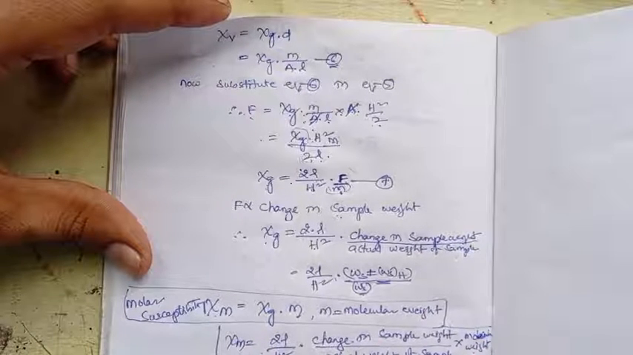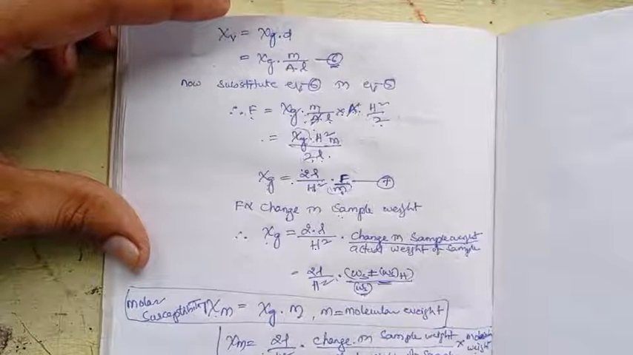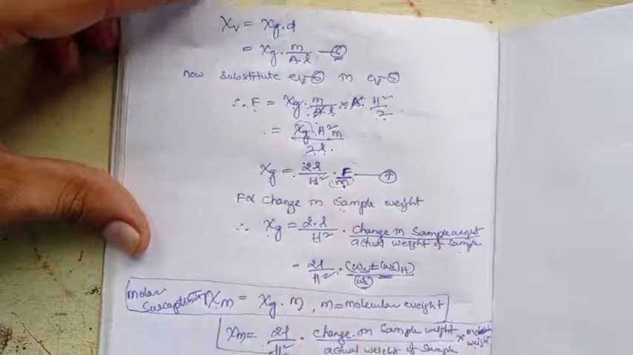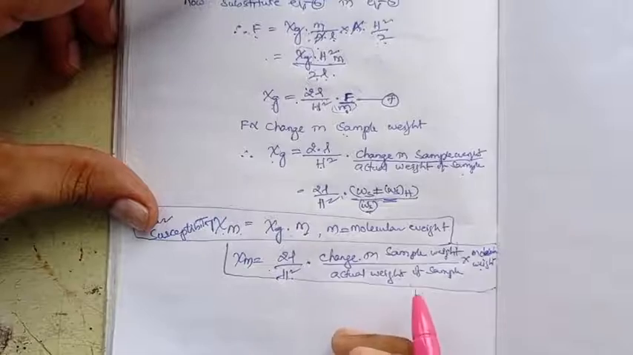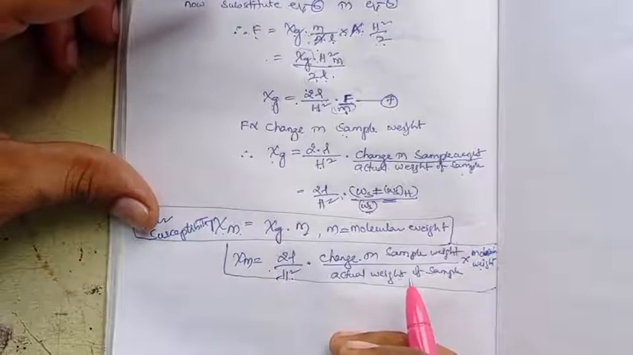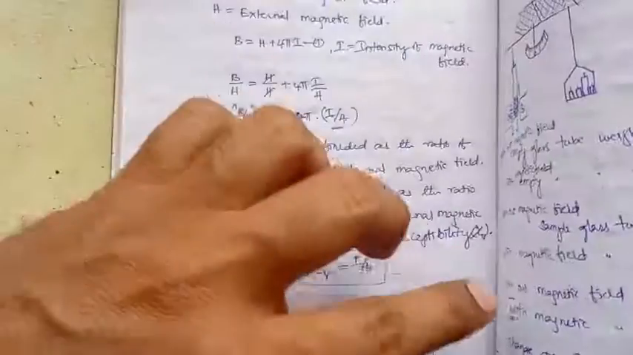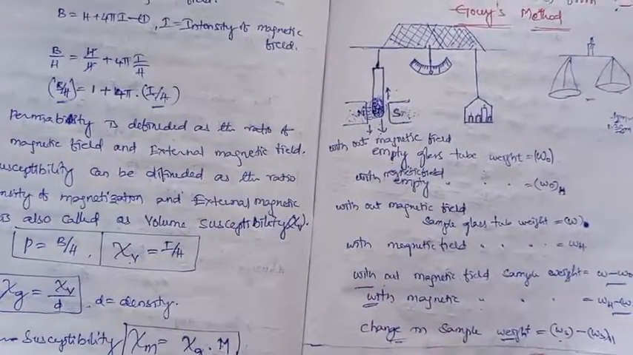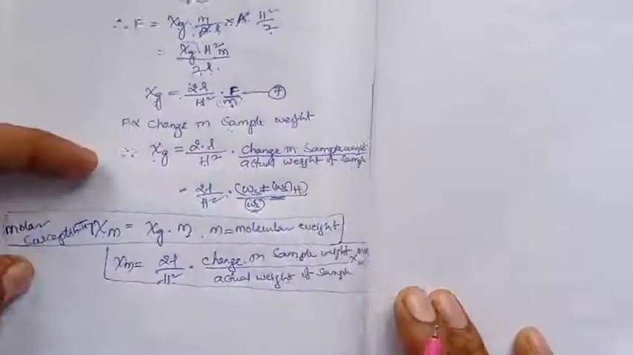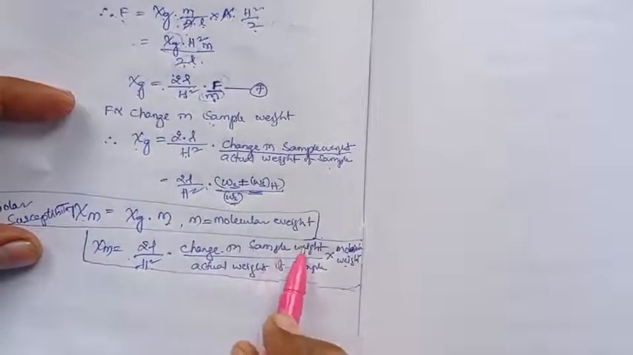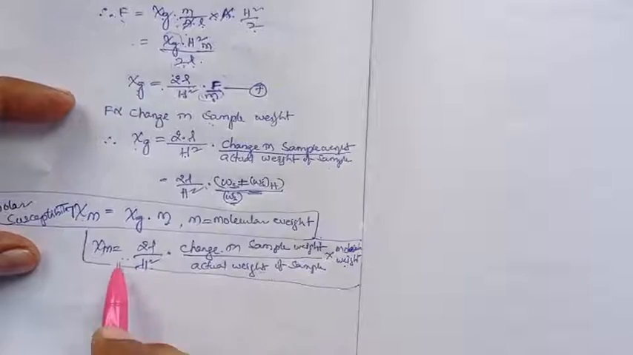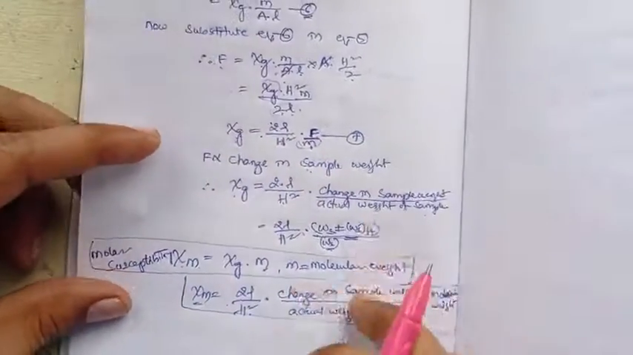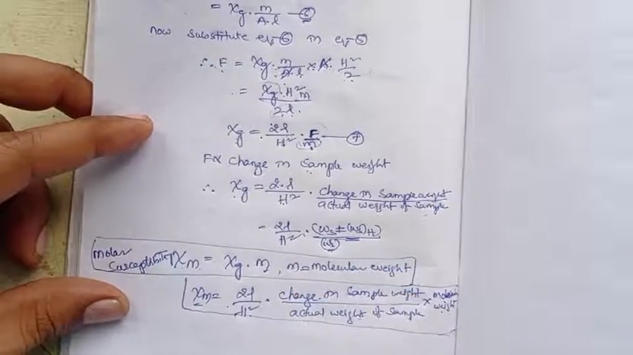That gives the molar susceptibility of the sample. This is how we are going to get the susceptibility of the sample, right? By all this calculation we get the change in sample weight; that change in sample weight we write here, and there you will get the value of molar susceptibility or gram susceptibility with respect to their equation when we substitute.